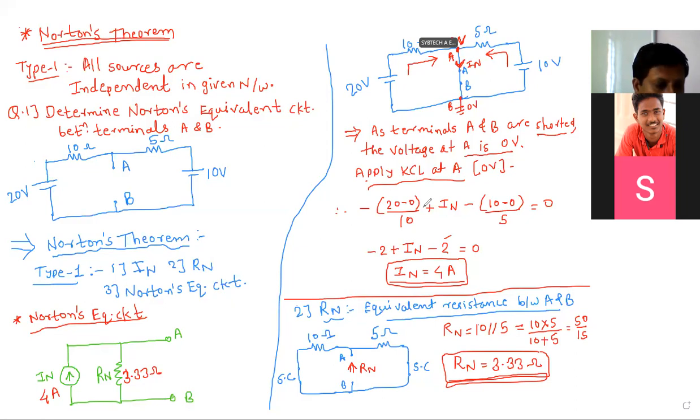Sir, while finding IN, we applied KCL. Why did we take 0 - 20 and not 20 - 0? How is the current flowing from 20 volt to 0 volt? Then how can we find the current? -20 is needed. Minus in bracket 0 - 20. Why did we take minus? Incoming current.